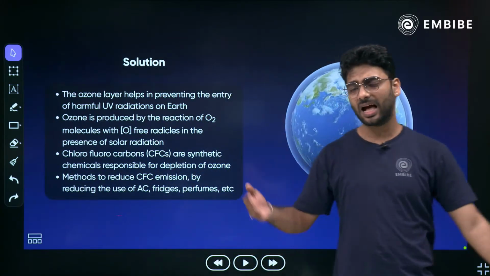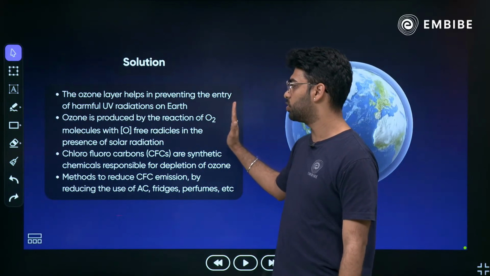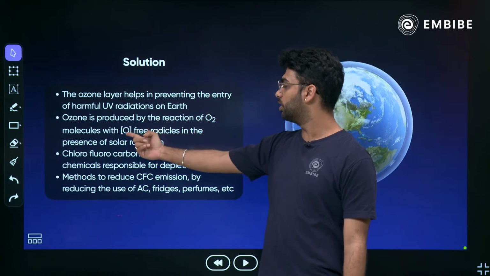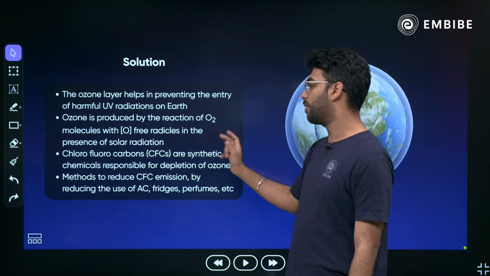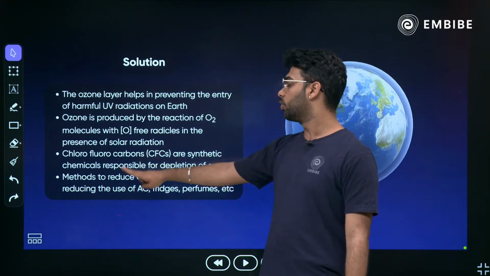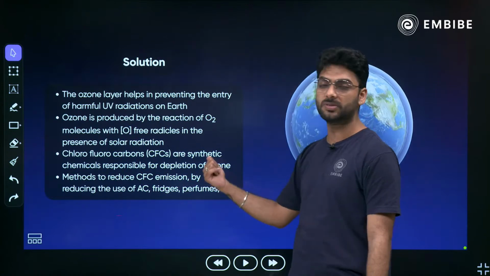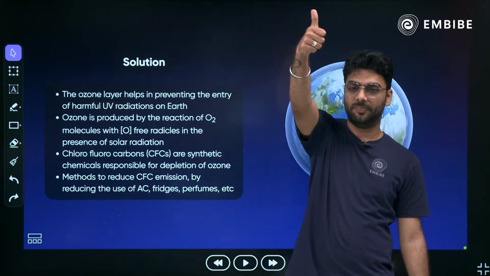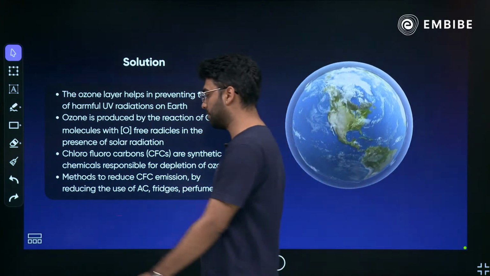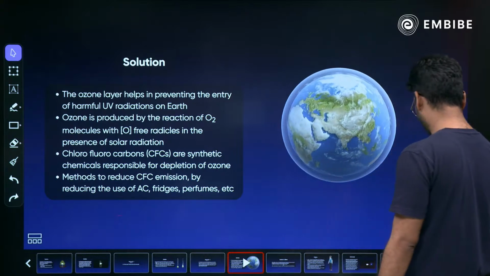Great, amazing. So the answer is very clear. Ozone layer helps in preventing UV radiation. It is produced by the reaction of O2 with O making O3. O3 is ozone. Chlorofluorocarbons deplete the ozone. You can reduce CFC by reducing the use of AC, fridge, perfumes, coolants, aerosol sprays, etc. Clear? Is it clear? Quickly tell me.